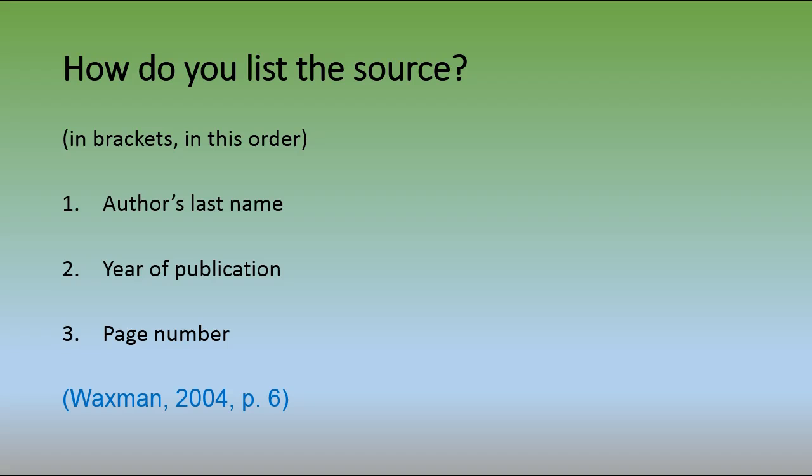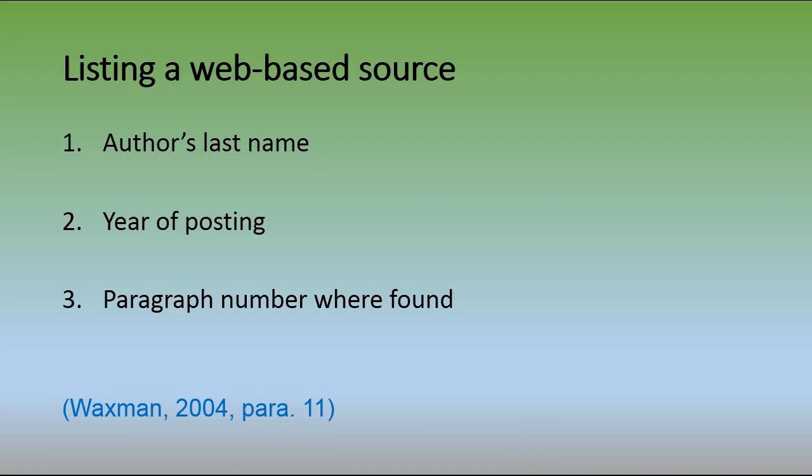Now, the interesting thing about this is that this assumes that one is using a printed source. If we are using a web-based source, the information in the in-text citation is slightly different. So if it's a web-based source, we have the author's last name, the year of posting or publication, and instead of a page number, we include the paragraph number where the information was found.